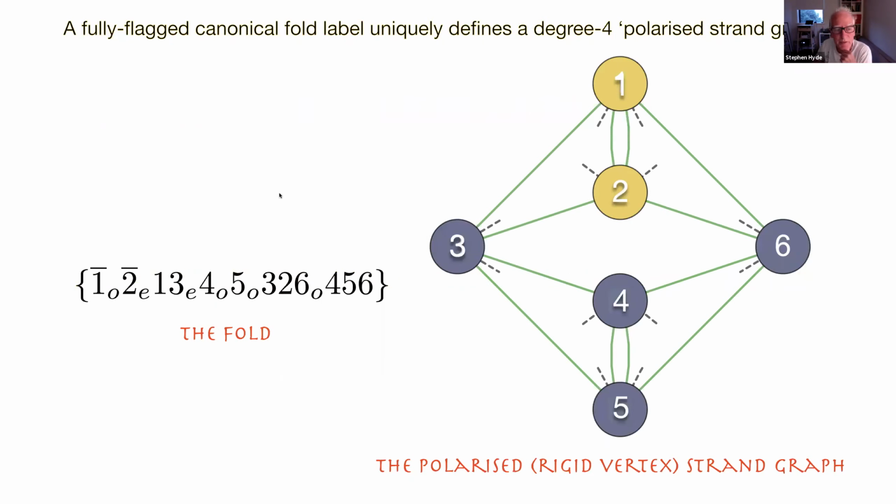So what do I mean by them being the same fold? What I really mean is that a fully flagged label, so that means it has orientation, twist parities and annular Mobius flags, corresponds in fact to what I'll call a polarized rigid vertex strand graph. So for example, here's the fold, here's the rigid vertex strand graph. So what do I mean by that?